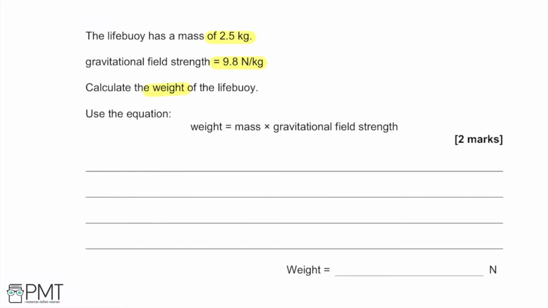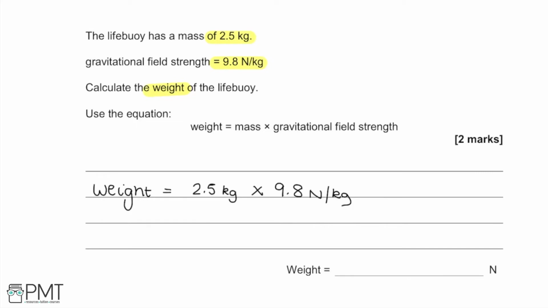So by basically subbing in the numbers to the equation that we're given, we're going to find the weight of the life buoy. So we have here that the weight of the life buoy is going to be equal to the mass of the life buoy, which we have as 2.5 kilograms. It's important just to check the units as we go to make sure they're going to be right at the end. And then we're multiplying that by the gravitational field strength, which is 9.8 newtons per kilogram.